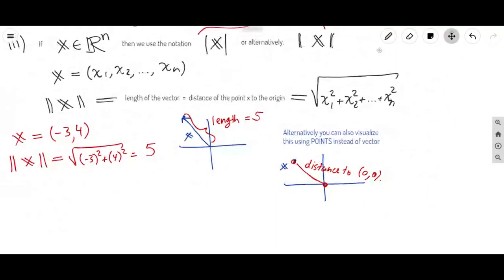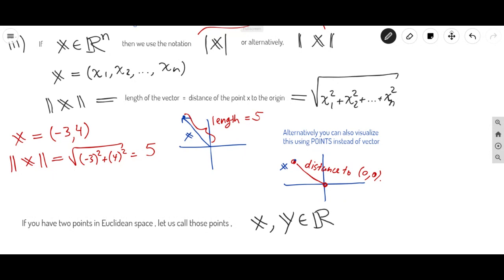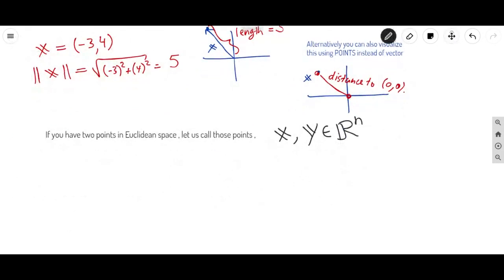Now, one way this can be used is to find the distance between 2 points. So if you have 2 points in Euclidean space, let us call those points x and y. Then we can compute the distance between x and y by doing the calculation. Here's the way we're going to do the calculation. From x, we subtract y, and then afterwards we take the norm.